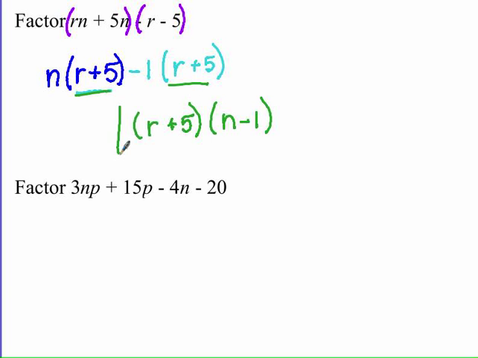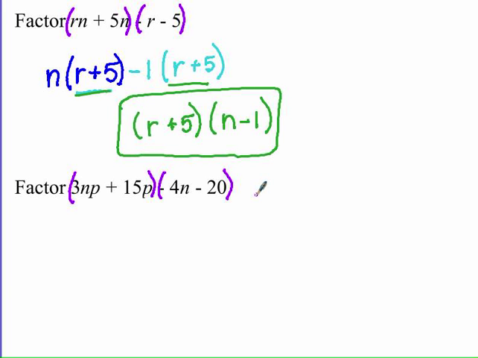The last problem I want you to do for right now is that bottom one. Factor 3np plus 15p minus 4n minus 20. When you group it, remember that you need to put that negative with the 4. Whenever you have a negative there, you need to put it with whatever number it is next to.